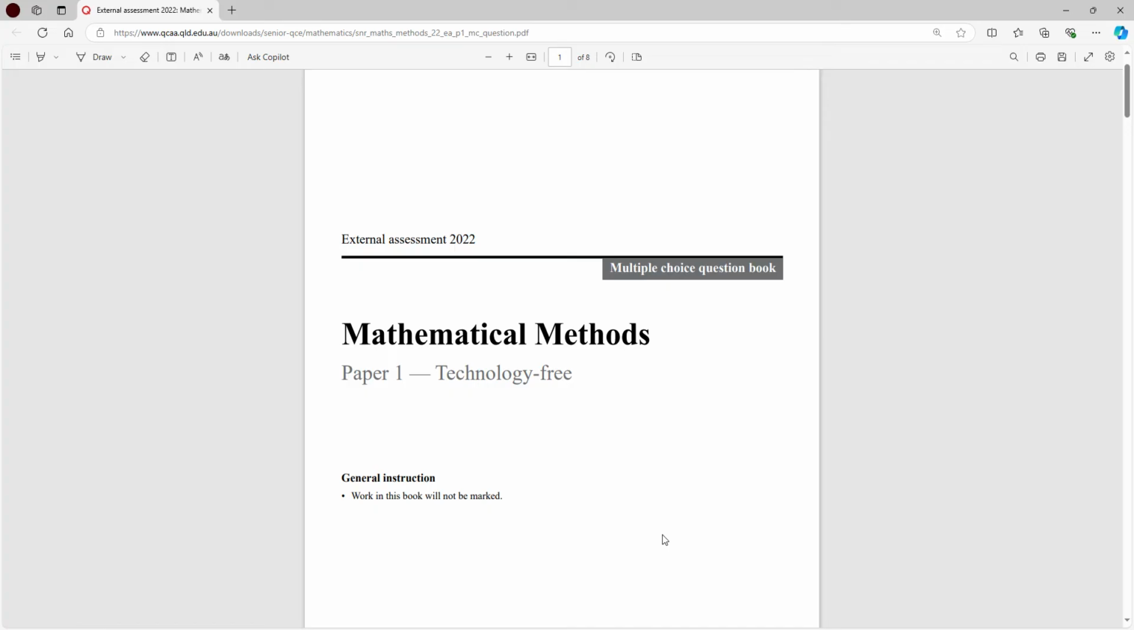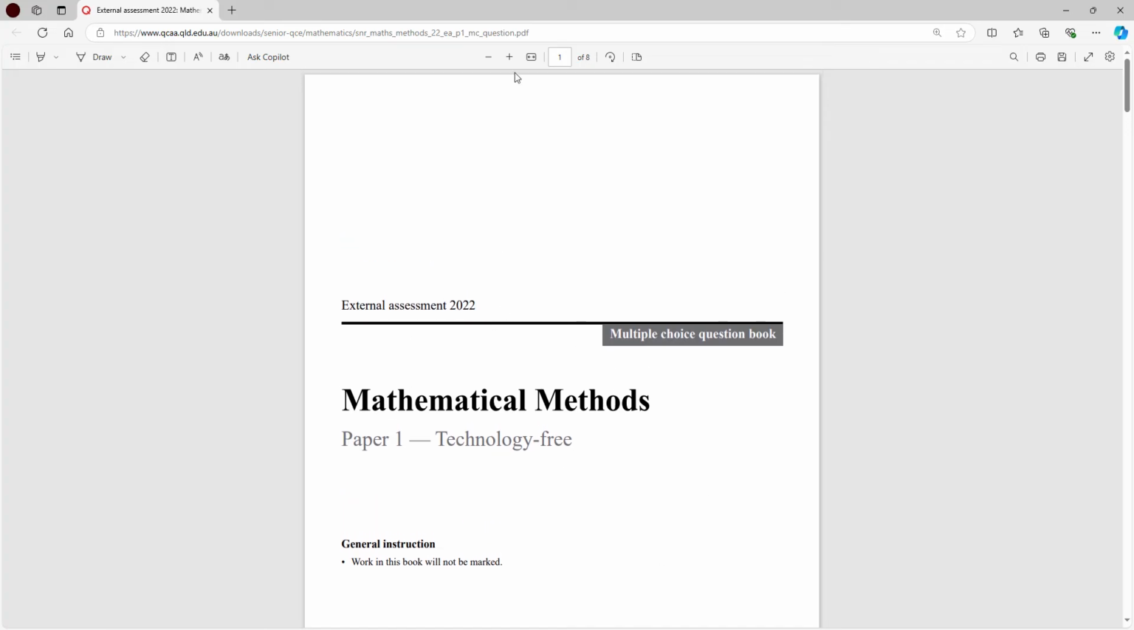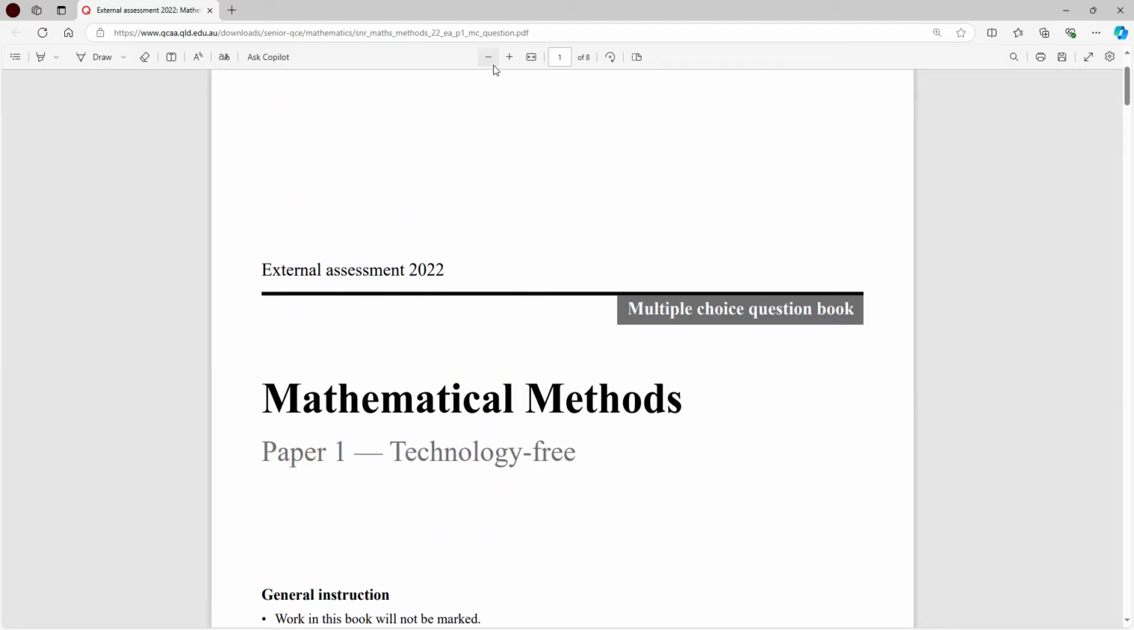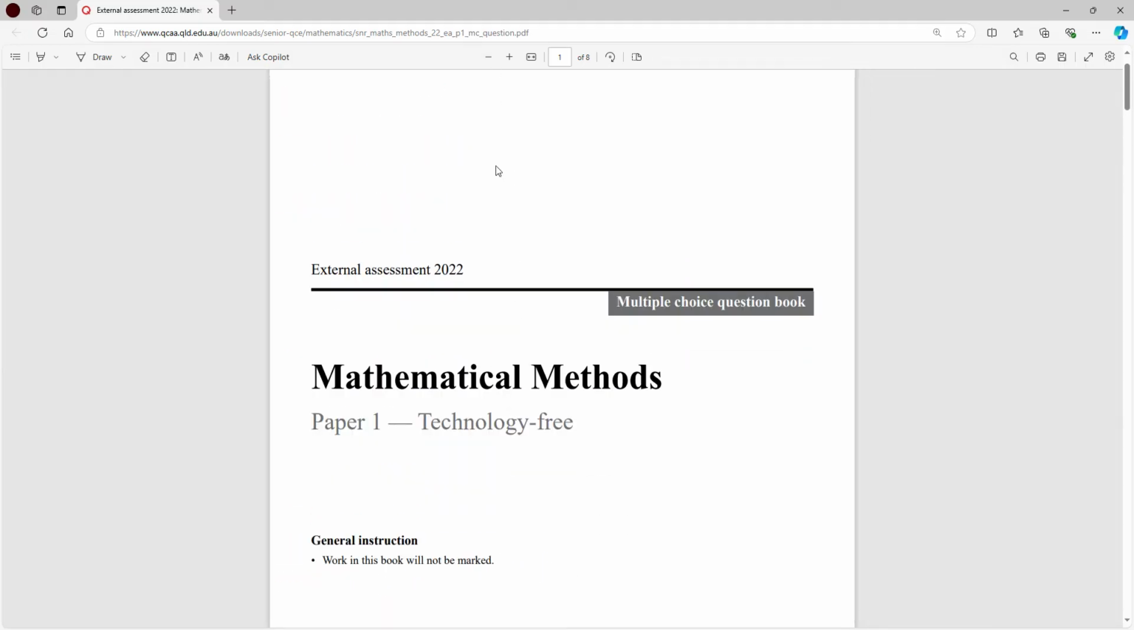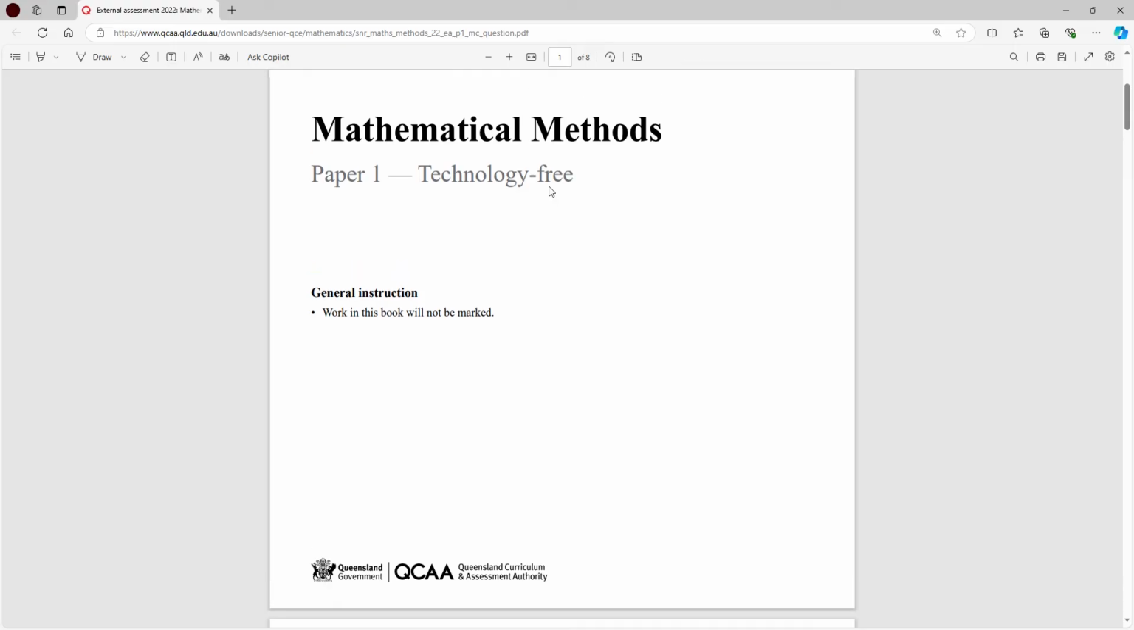In today's video we're going to be looking at the multiple choice for Math Methods Paper 1 Tech Free of the 2022 external exam for the QCAA syllabus. So this one here is pretty much for the Australian Queensland syllabus. This is pretty much just 2022's multiple choice. This is pretty much no calculator allowed.